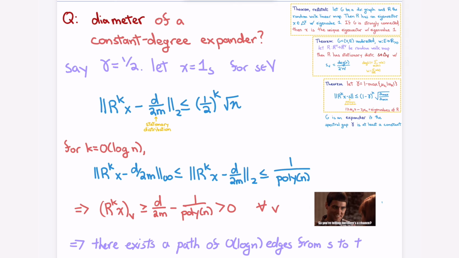So for an expander, we didn't really use the constant degree part. An expander always has small diameter. You can also try to think of that in terms of conductance. You start at s, and you have to have a lot of edges leaving if it's an expander because it expands. And then you have a slightly bigger ball, and it has to have a lot of edges leaving, a lot of edges leaving, but that ball will grow fast.